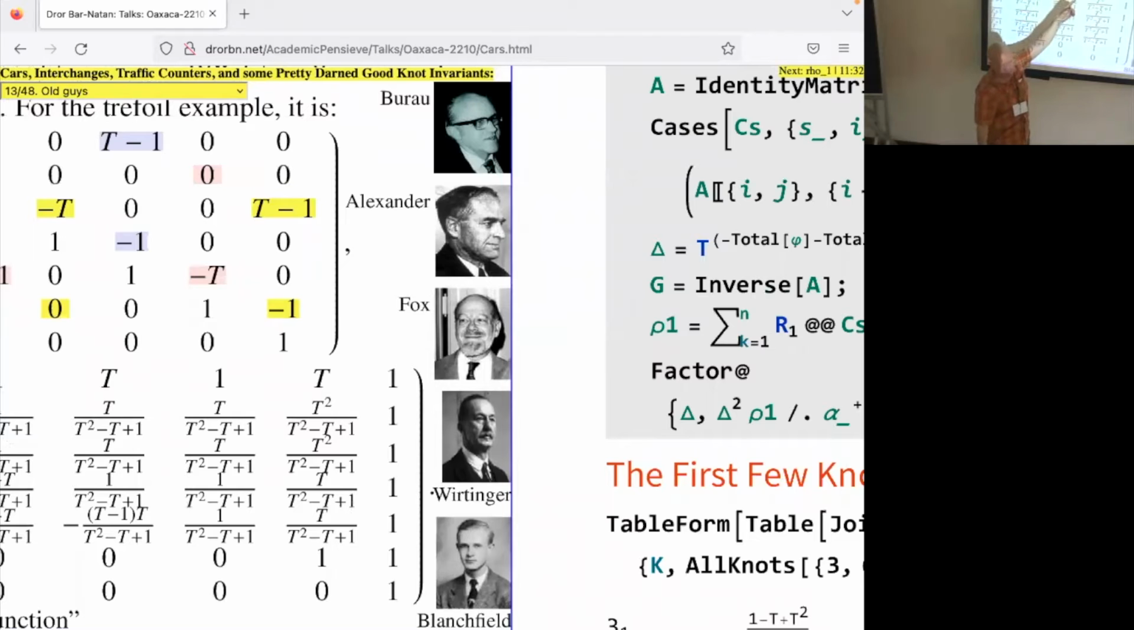Indeed, the 2x2 block that I've added for each crossing was essentially the Burau representation. And the matrix you get is a presentation of the Alexander module of the knot as computed using Fox calculus from the Wirtinger presentation. And then the inverse of the matrix, the Green function G, is not quite, but closely related to the Blanchfield pairing of the knot. And if you look at these pictures of these fine gentlemen, they're all black and white, which kind of tells you how old they are. So this is ancient history.